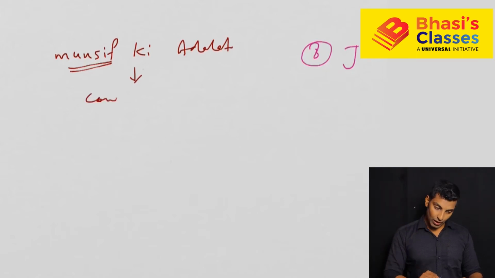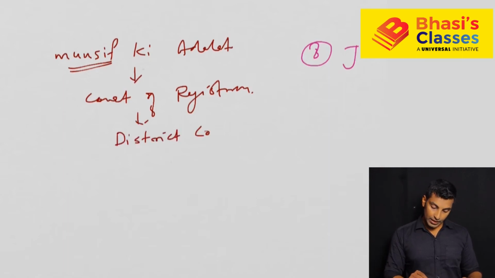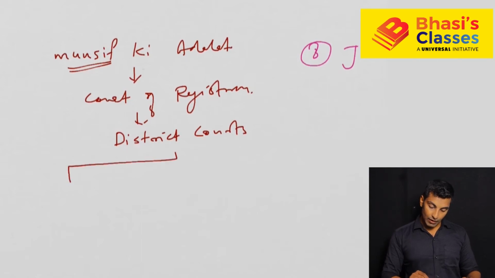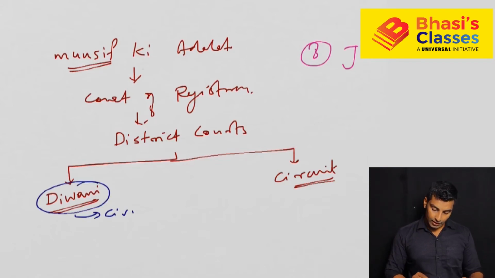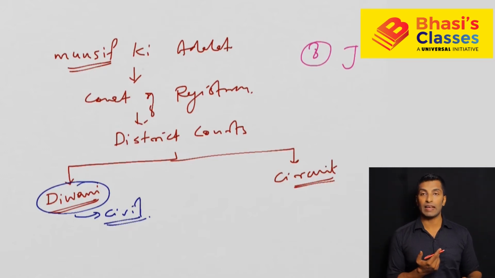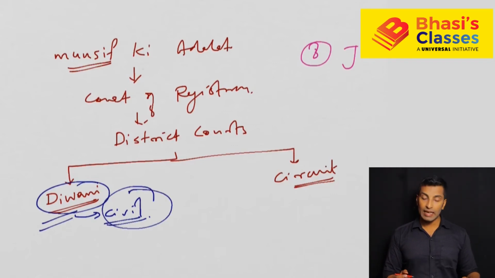And above this you have the Court of Registrar, and above this you have district courts, and this is divided into two. You have Diwani courts, and you have circuit courts. Now, Diwani courts are for civil cases. You know what civil cases mean, right? Marriage, adoption, divorce, etc. Property. These are civil cases. So Diwani courts are for civil cases. Circuit courts are for criminal cases, so these are criminal courts.